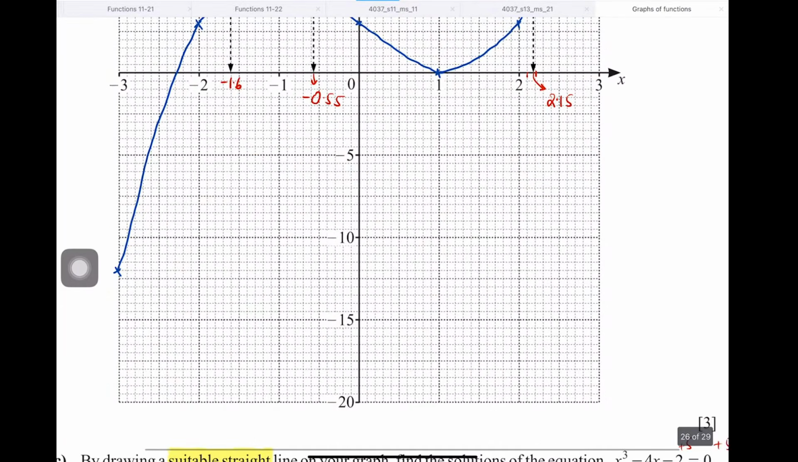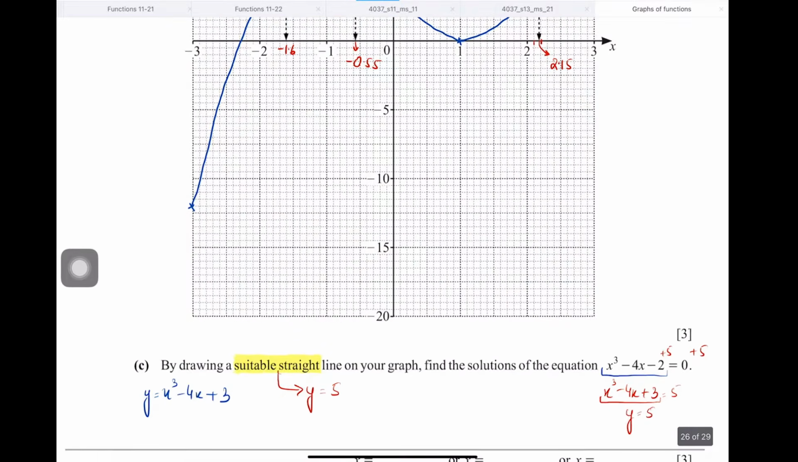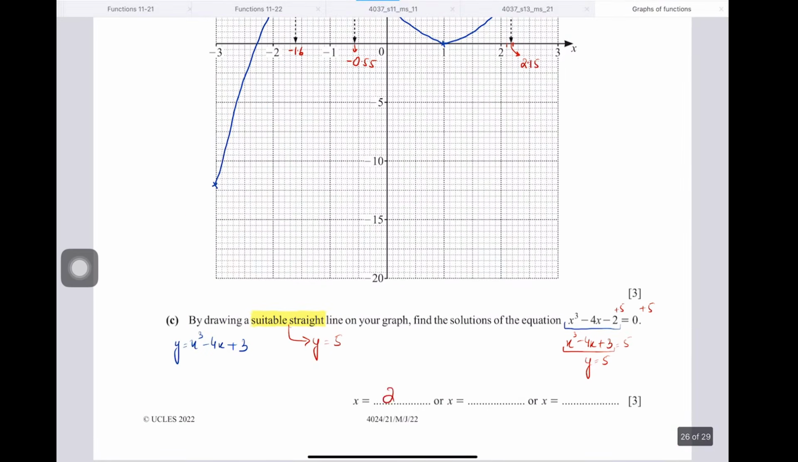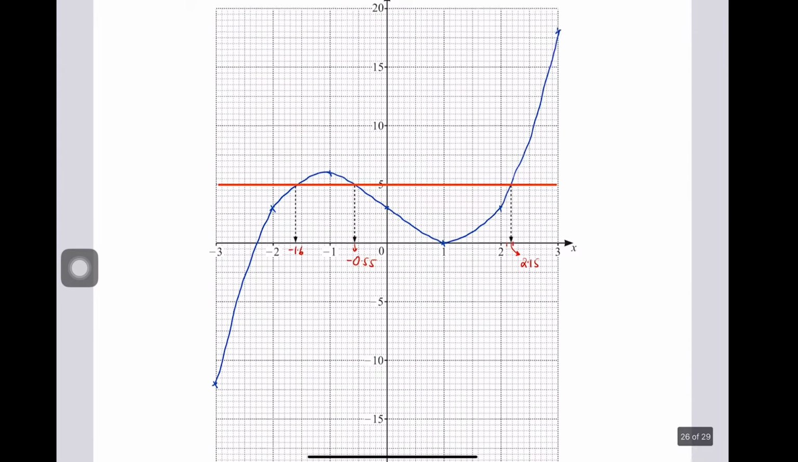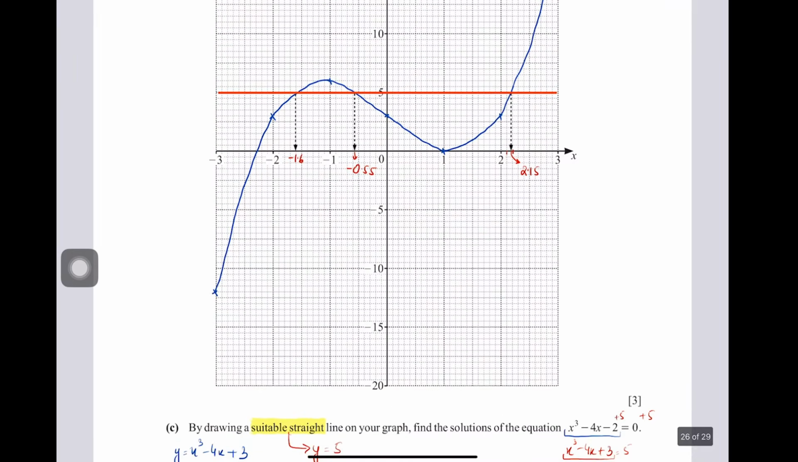You don't really have to write them in a certain order. It's up to you whatever order you write them in. 2.15, minus 0.55 and minus 1.6. So you get 3 marks, 1 mark per solution. And altogether, this question is 3 plus 3 is 6, 6 plus 1 is 7 marks. So it's a 7 mark question.